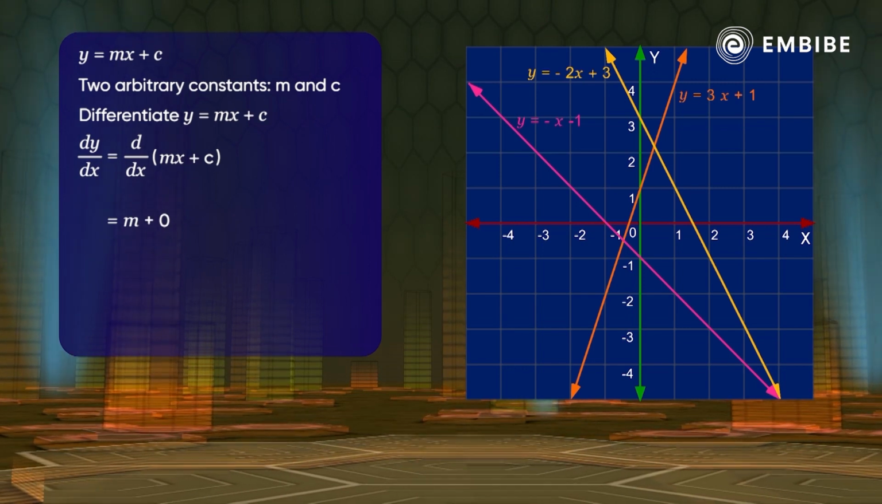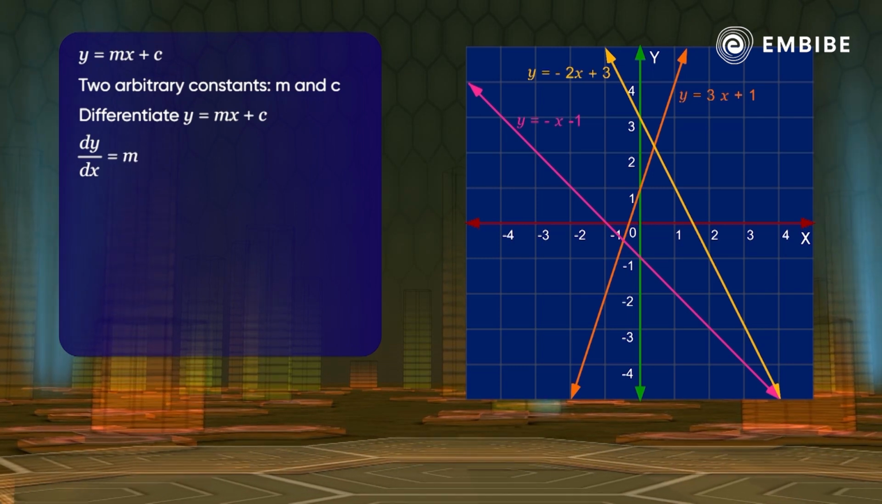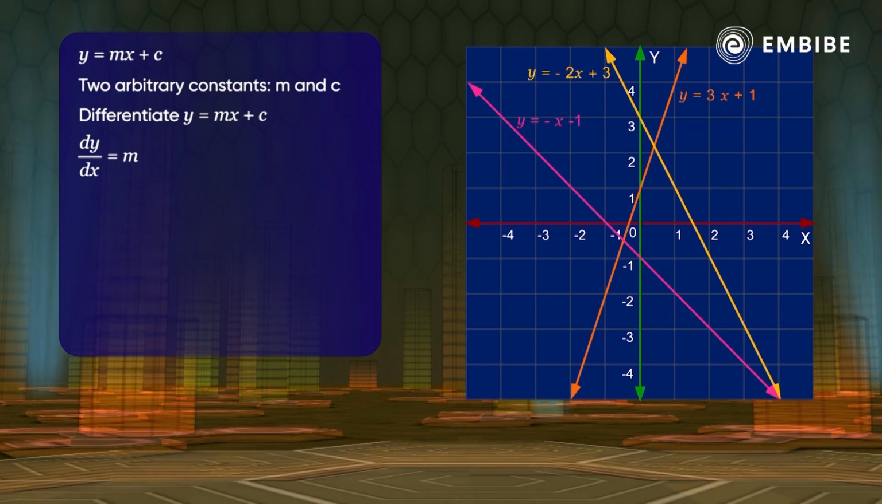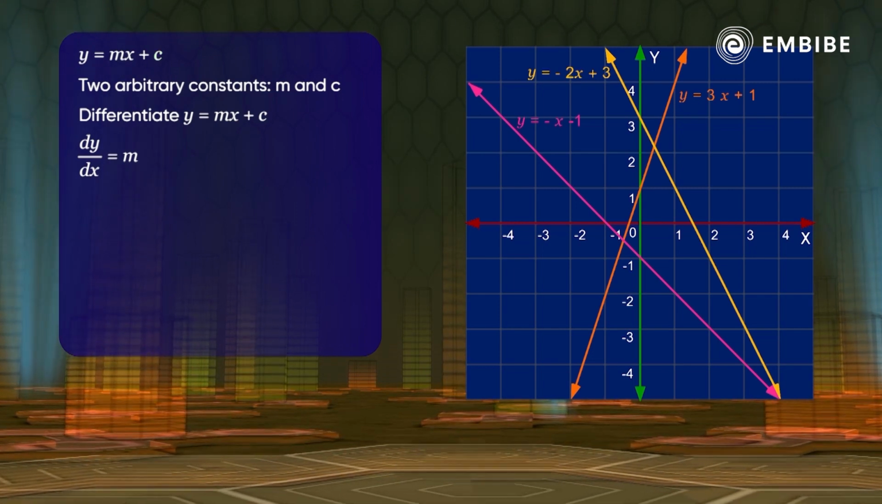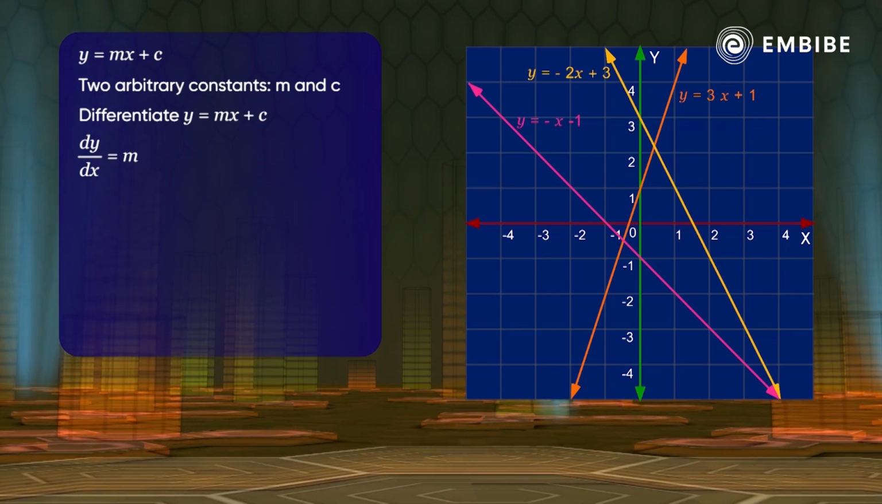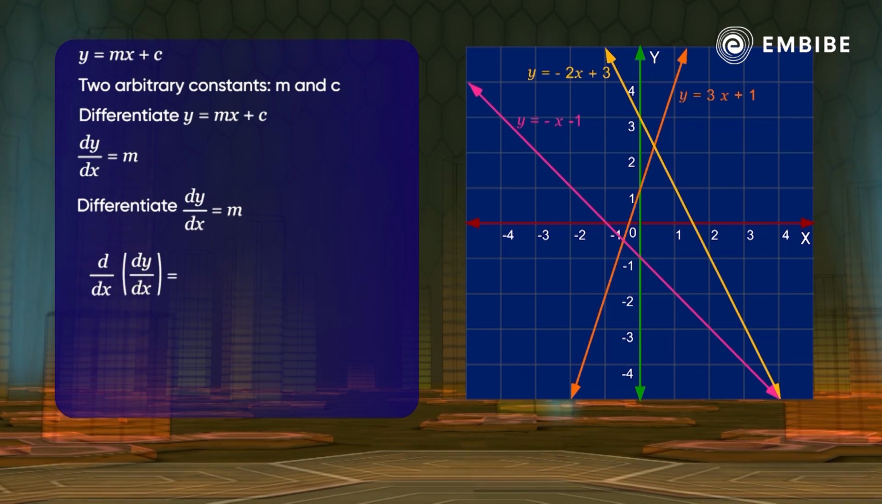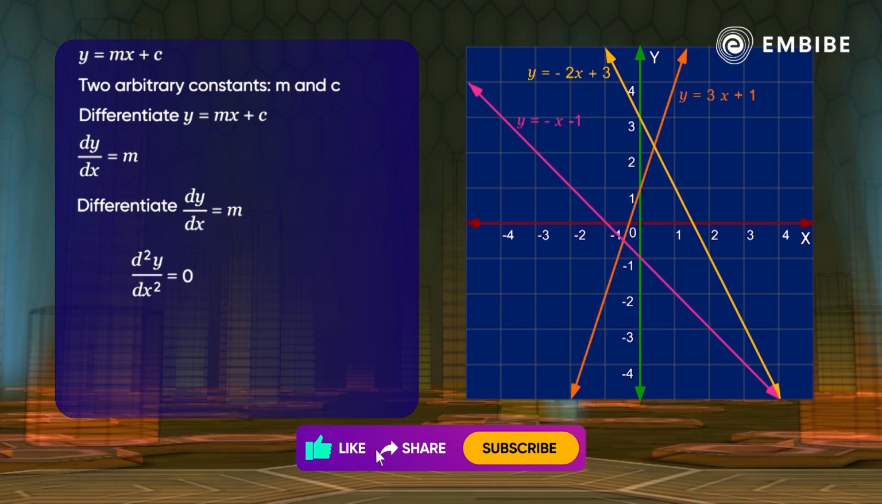Are we done? No. Even if we substitute the value of m in the original equation, we'll be left with one more arbitrary constant, c. We do need three equations to eliminate two arbitrary constants. So, differentiate again. Then we have d2y by dx squared equal to 0.